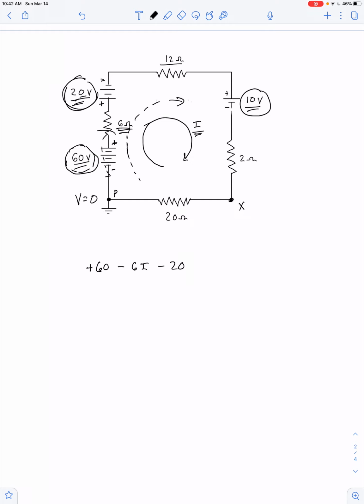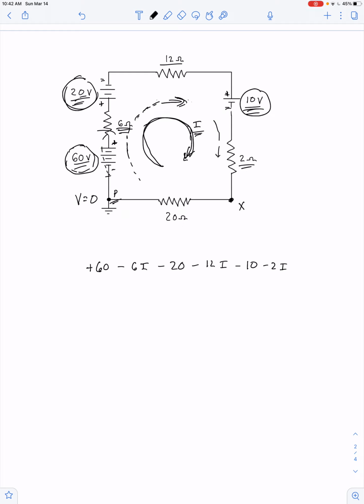And then we encounter a 12-ohm resistor. Our tracing is in the same direction as the current, so it's a loss in voltage, so this is minus 12I. Okay, then we encounter a 10-volt battery from the positive to the negative terminal, so minus 10 volts. And again, we encounter 2 ohms of resistance. We're tracing in the same direction that current is flowing, so minus 2I, and that brings us to point X. All right, let's continue tracing all the way around, though, back to point P.